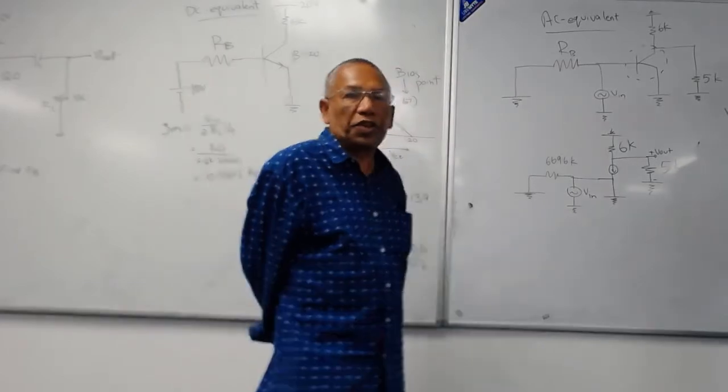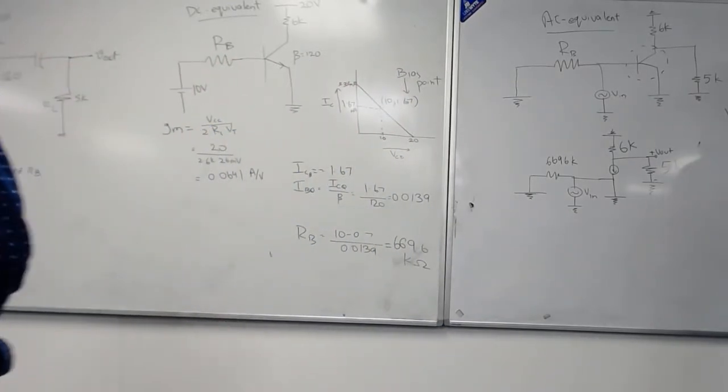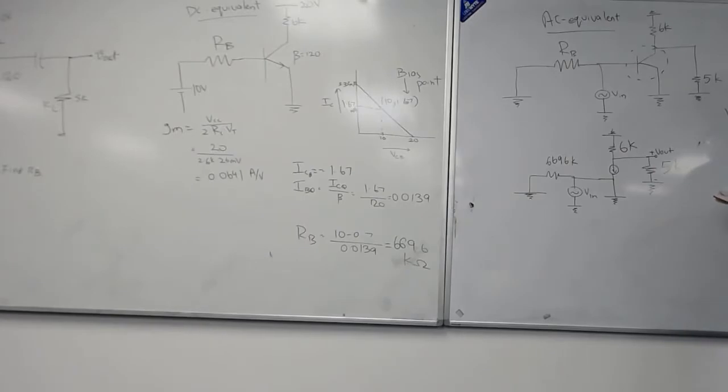6K parallel with 5K, how much? 4.5K? Half of it would be 3 if you had 6 and 6. So now with 6 and 5, it will be slightly less. 2.7? Yes, 2.7 kilo. About 2.727.